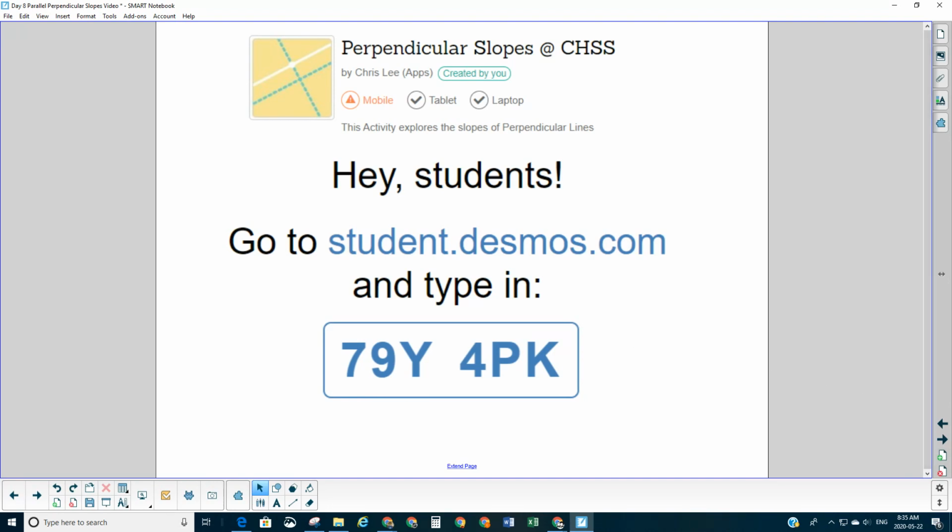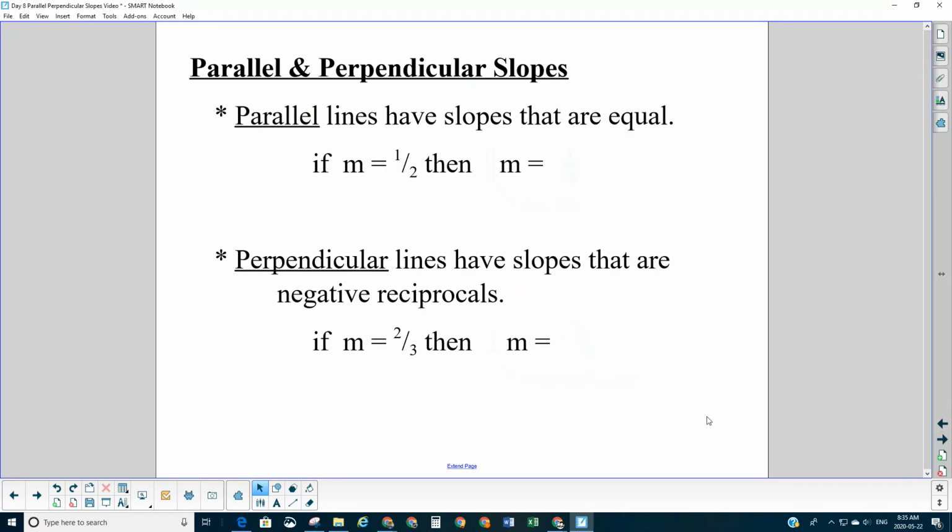And that is that parallel lines have slopes that are equal, because if the slopes are the same, they must be going in the same direction with the same steepness. So if we have a line that has a slope of 1/2, then what we say is a parallel slope.